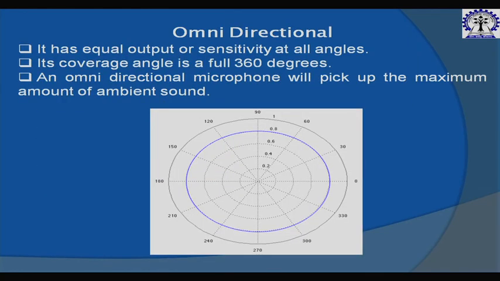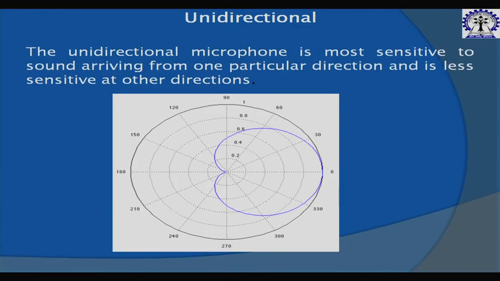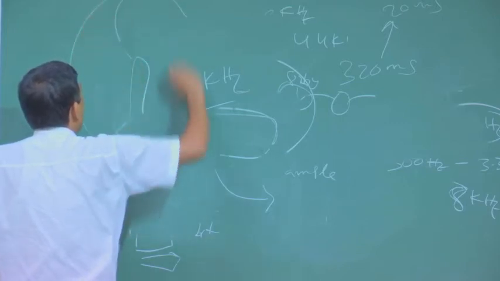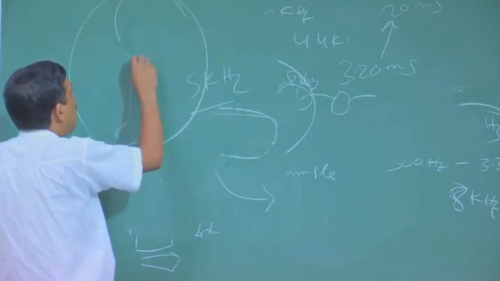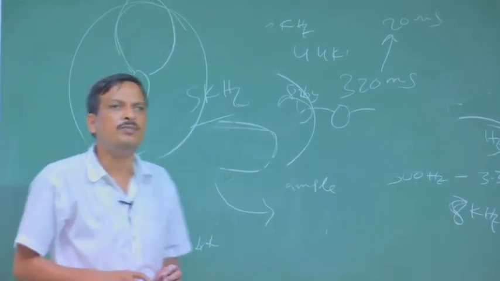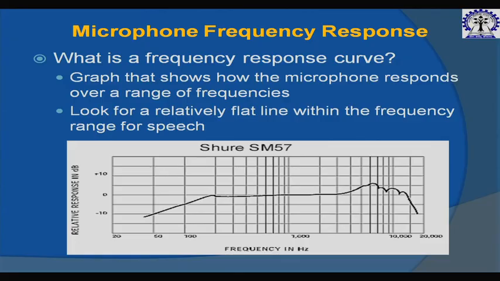Then if you see the directivity, a microphone may be omnidirectional, bidirectional, or unidirectional, meaning from which direction the microphone has a pickup. If you see the omnidirectional, that means the microphone can pick up sound from any direction. If it is unidirectional, it can only pick up sound from one direction. That is represented in a polar plot. The slides are there. Okay. This is the frequency response example of a microphone.